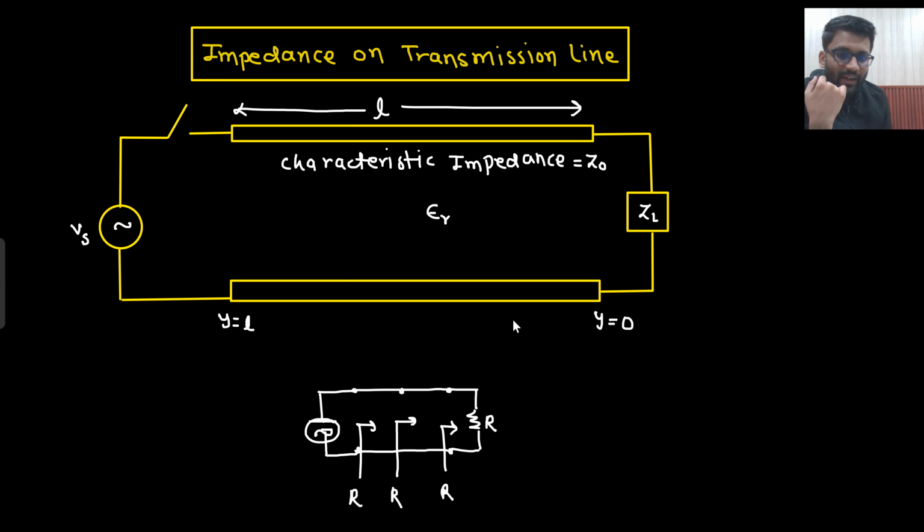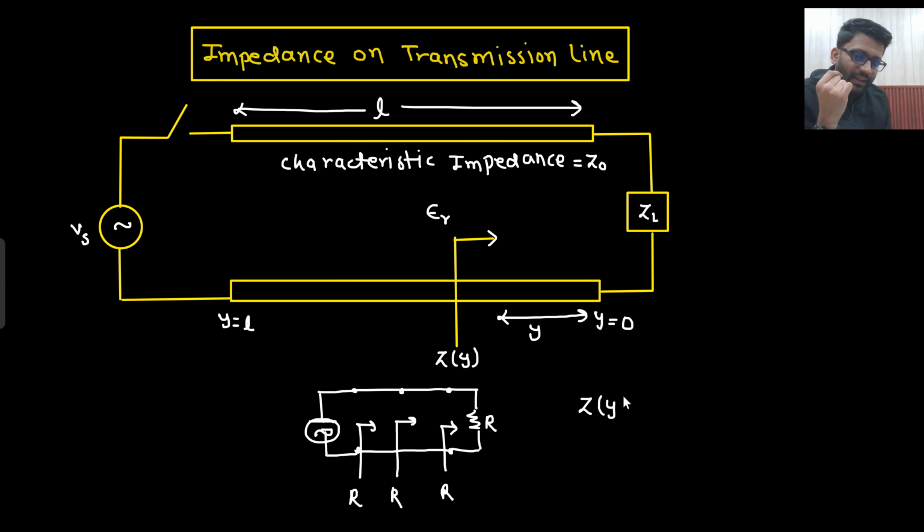But if I am y distance away from the load, someone who is here, then what will be the value of my impedance? What will be Zy? So that Zy is given as Z0 into ZL plus jZ0 tan beta y.